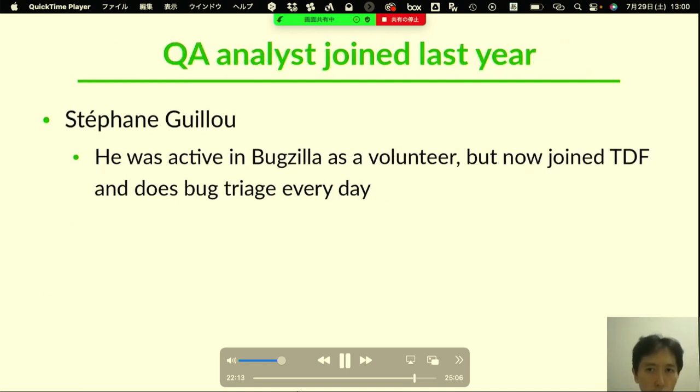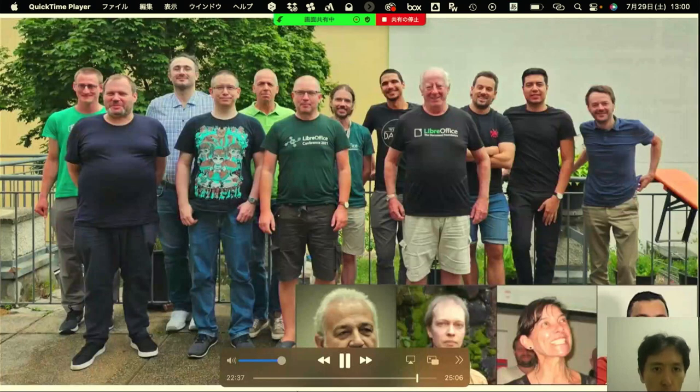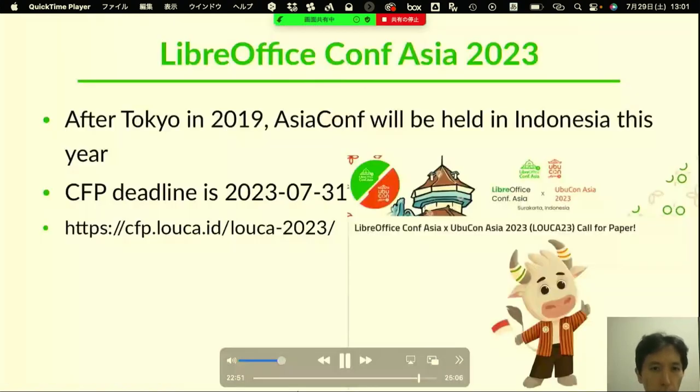And a QA analyst joined TDF last year, Stefan. Now he tries to do bug triage every day, and sometimes triages CJK issues. And this is the TDF staff. Now maybe 16 people.